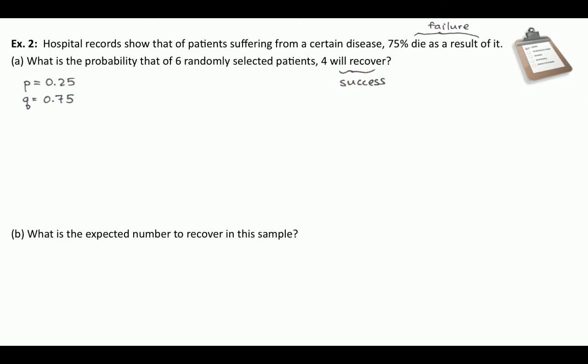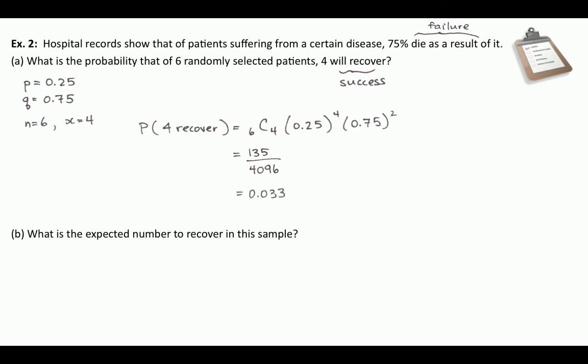So here we'll say P is equal to 0.25 and Q is equal to 0.75. We're randomly selecting 6 patients, so we have 6 trials, and the number of successes we're interested in is 4. So the probability that 4 recover is 6 choose 4 times 0.25 to the power of 4 times 0.75 to the power of 2. When we calculate this out, we get 135 over 4,096.